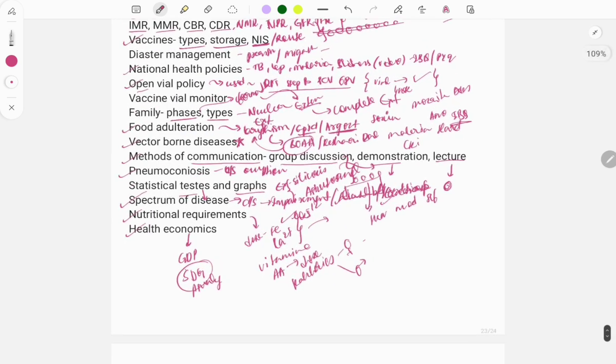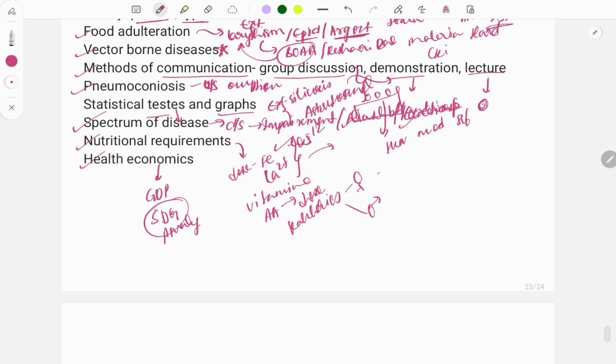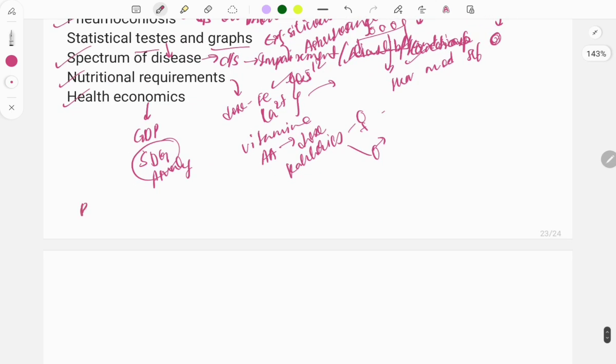Then the population pyramids, and the age sex pyramid, and the population pyramid. So the pyramids, image based questions can be asked, and also the components of it, like pyramid of the developed countries, then the pyramid of the developing countries.